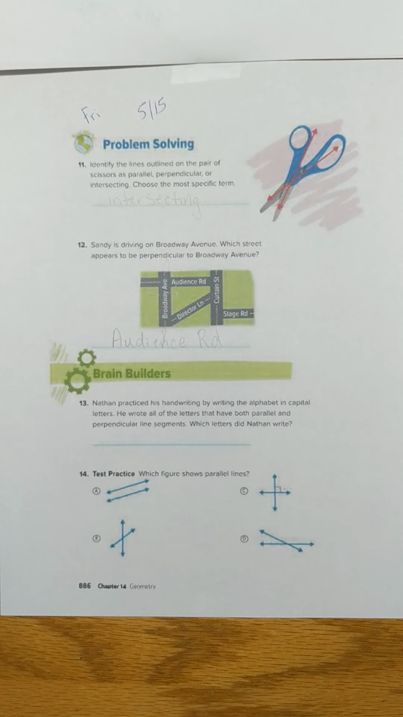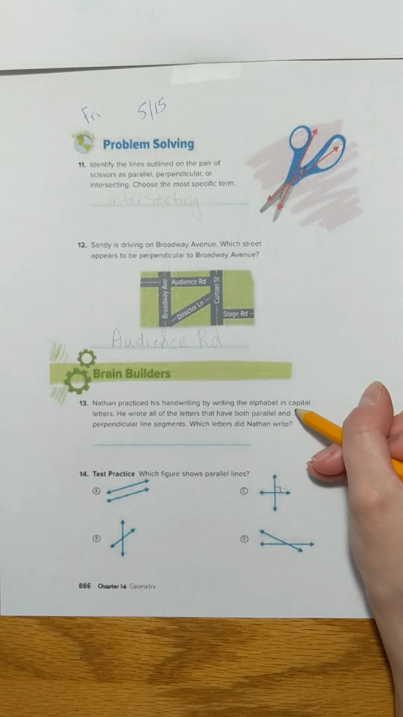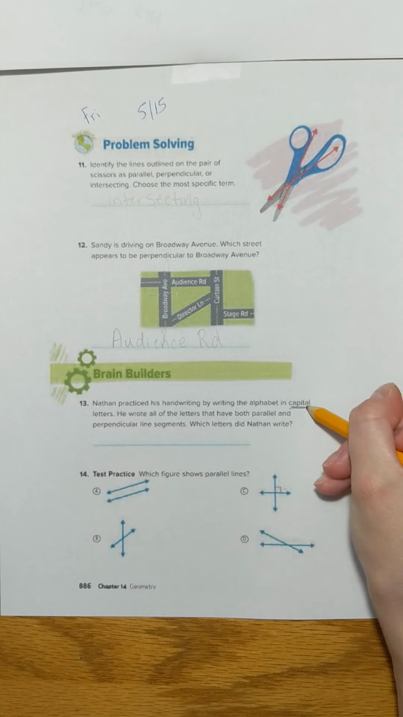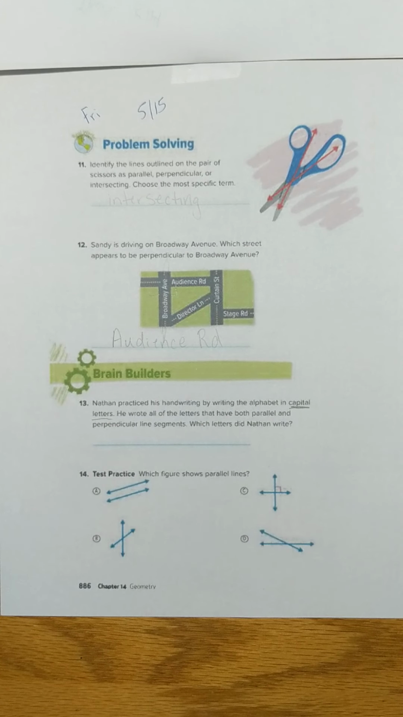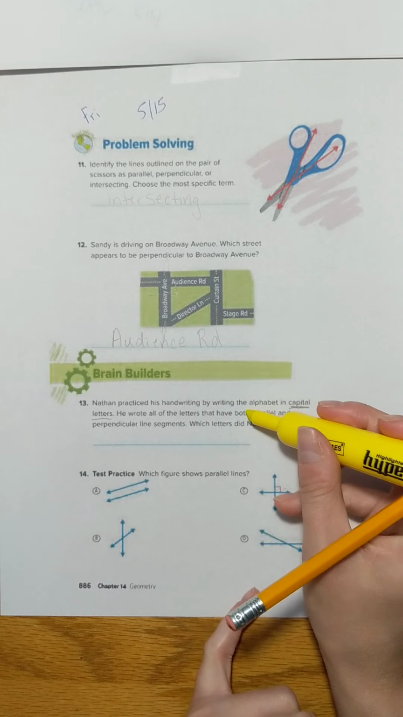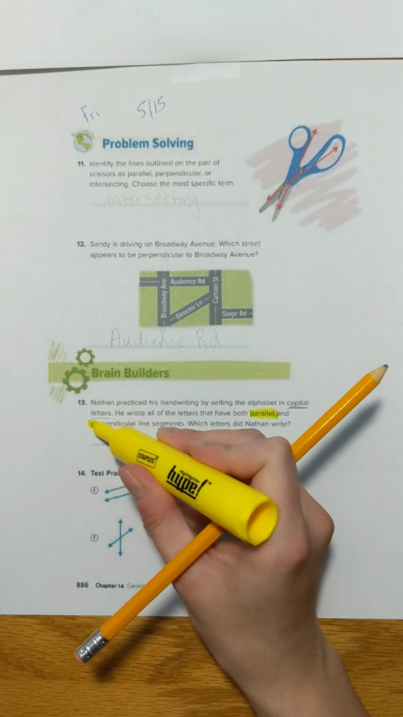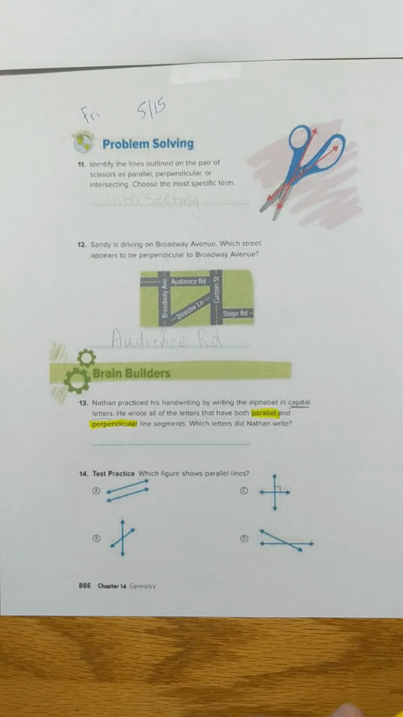Okay, moving on to 13. Nathan practiced his handwriting by writing the alphabet in capital letters. That's a key term in this problem, capital letters. He wrote all of the letters that have both parallel and perpendicular line segments. I'm going to highlight that because that's important. Parallel and perpendicular. So which letters did he write?